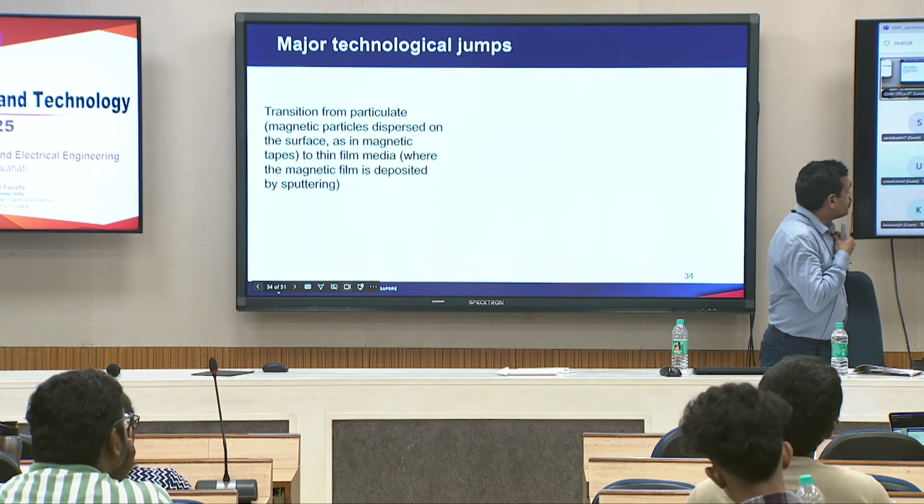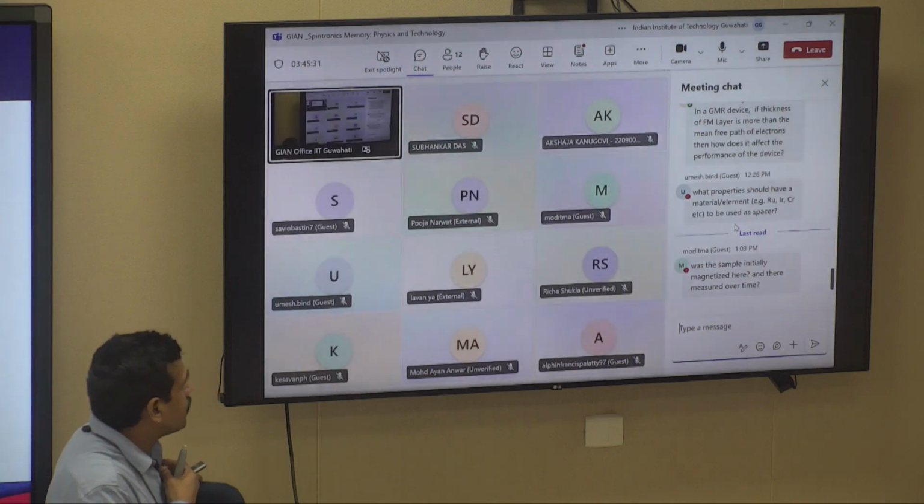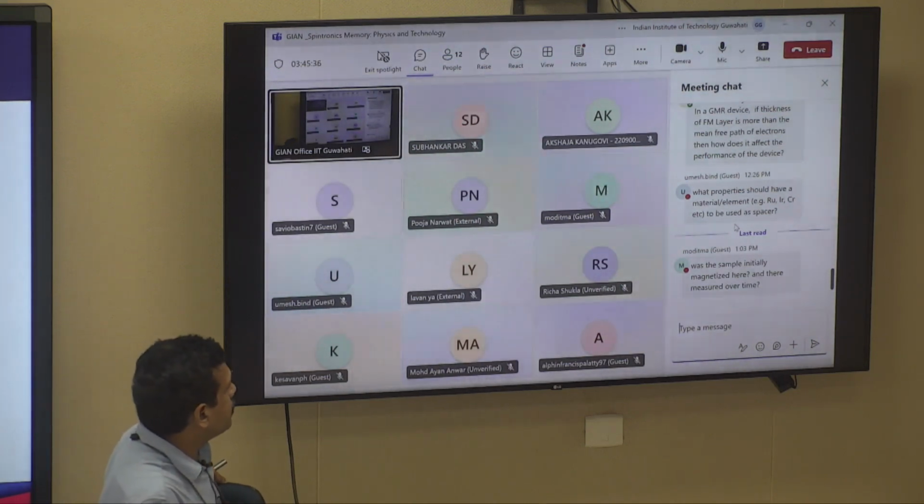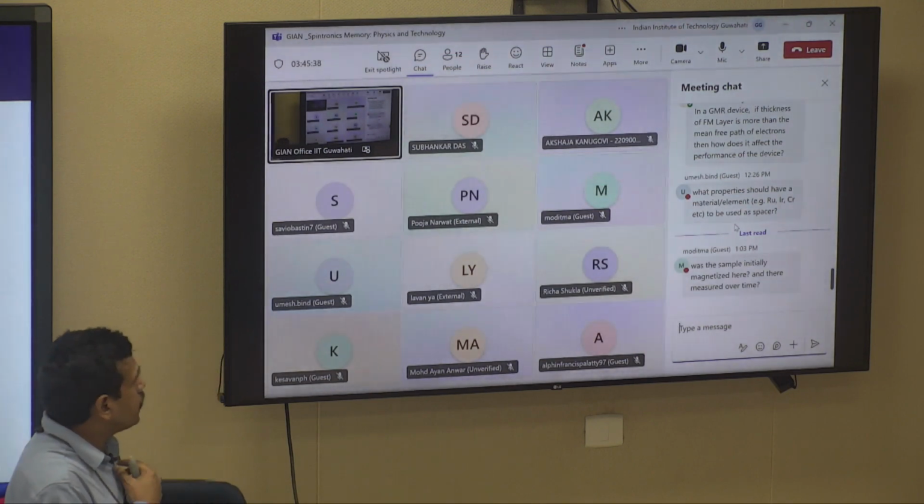So, for the question of Moditma, yes, the sample was initially magnetized and the magnetic field was removed and the magnetization was measured over time. Yes.